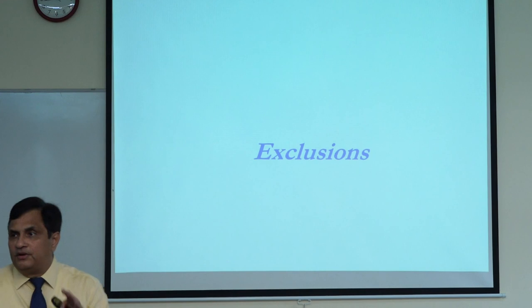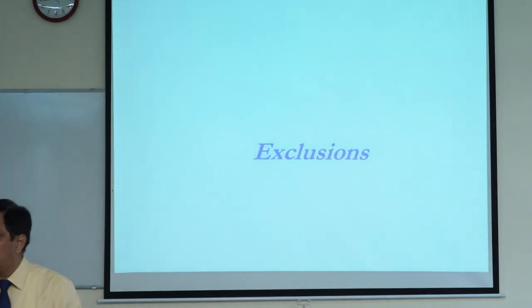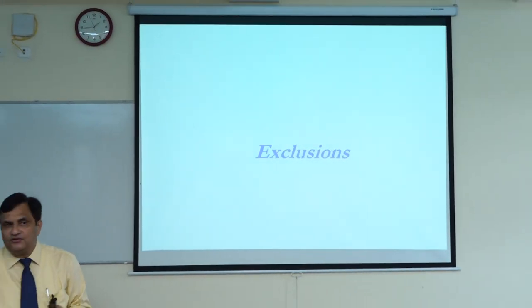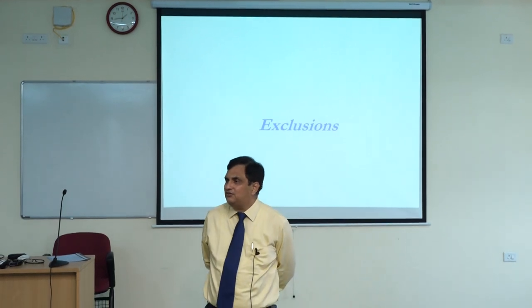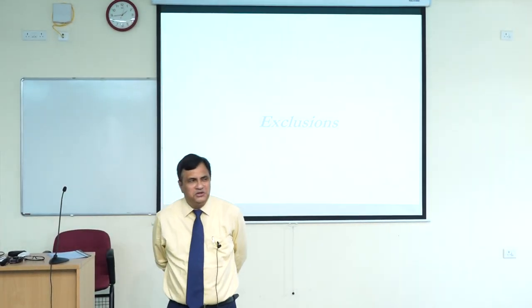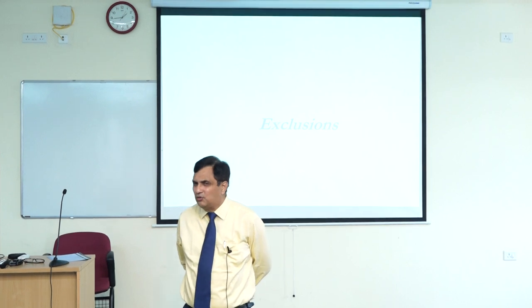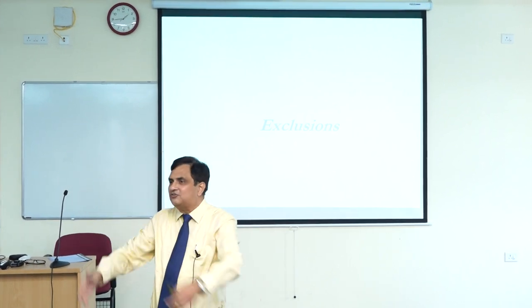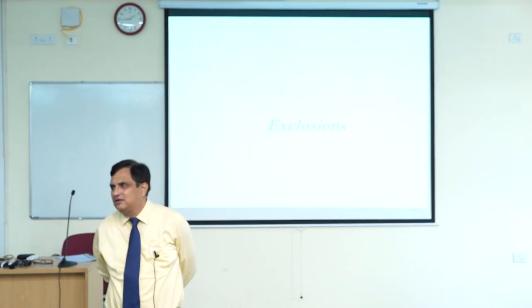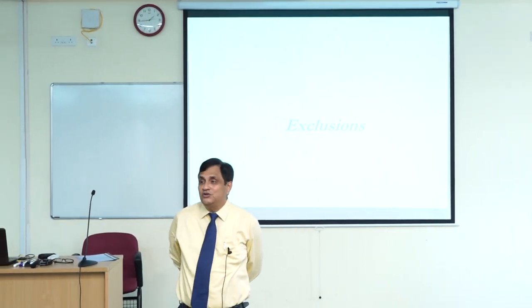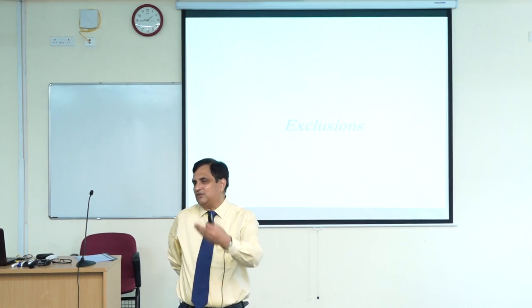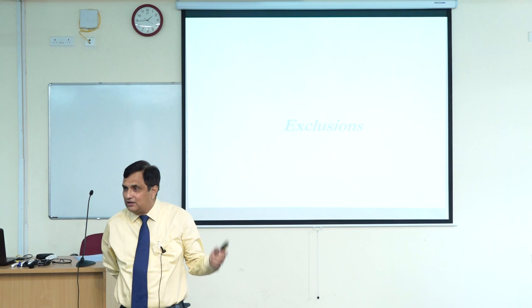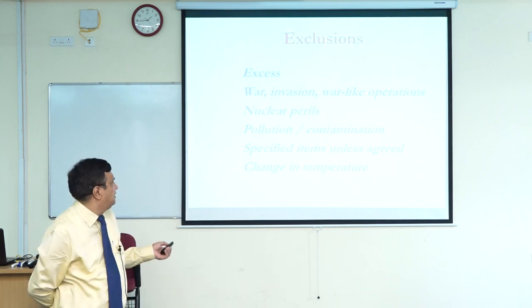So, we have covered the entire extensions that are possible. Now, let us get into the exclusions. What are they? As I told you, fire is a named peril policy. In a named peril policy, it's not very important to know what is excluded because everything is excluded. Only what is covered is what has been stated as perils. So, nothing else is covered. But still, to ensure that there is clarity, there is no doubt, you re-emphasize some of the things which are also obvious. So what are some of the important exclusions?